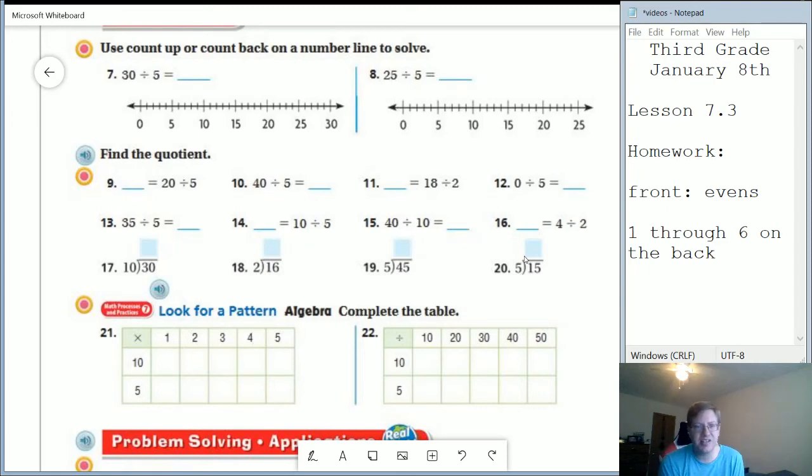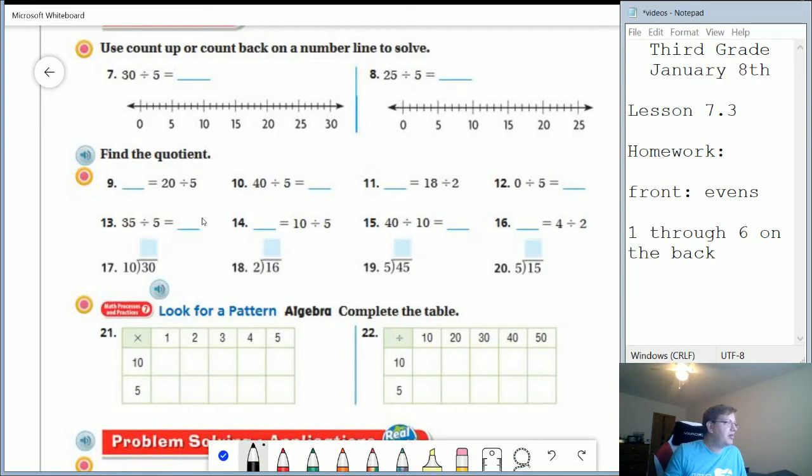Go ahead and pause the video if you need to, and then we'll be doing both of these so that we can find our patterns to talk about. And when you're ready, go ahead and hit play. All right, so assuming that you did that, we're going to start with number 10.